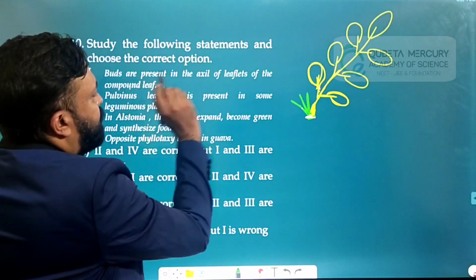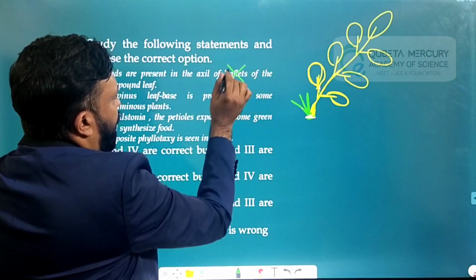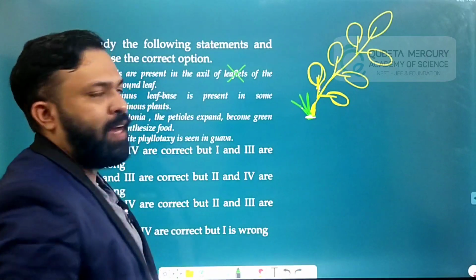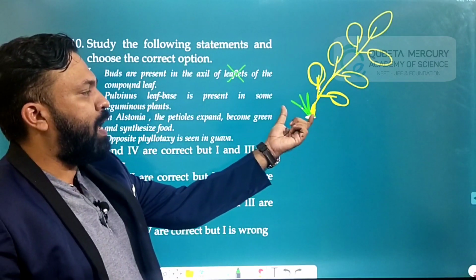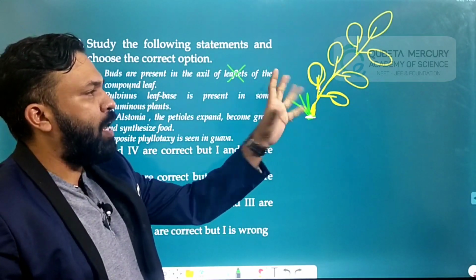So this statement is wrong, right? Axillary buds will not be at the axil of leaflets. Instead, the axillary bud will be present at the axil of the total leaf only.